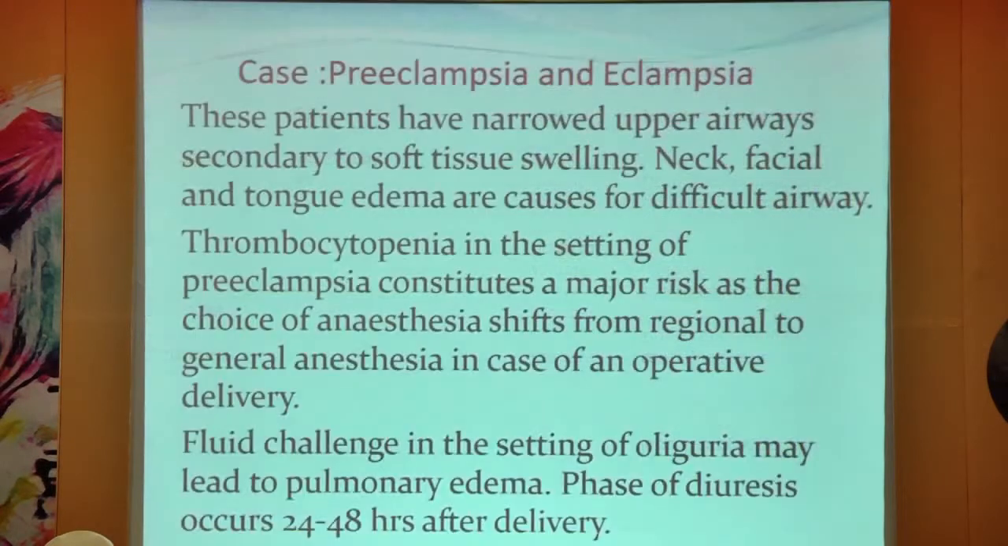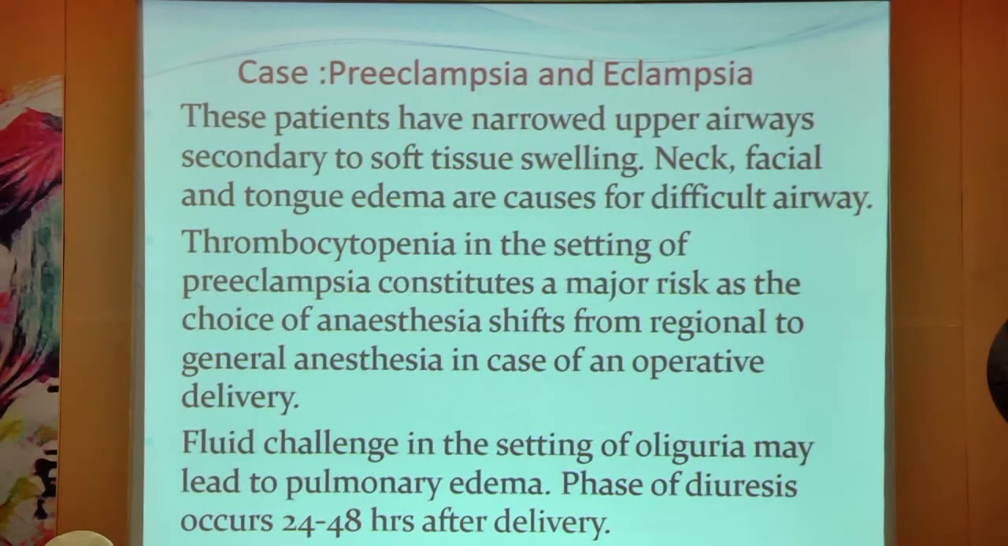the incidence of pyelonephritis. So when we get a case of preeclampsia and eclampsia, they have narrowed upper airways secondary to soft tissue swellings. Neck, facial and tongue edema causes difficulty in airway. Thrombocytopenia can occur that causes more problem shifting from local to general anesthesia.